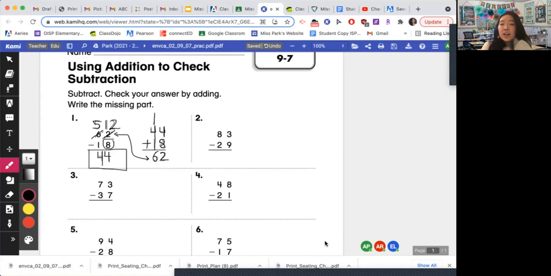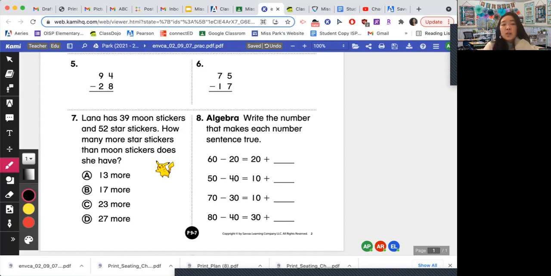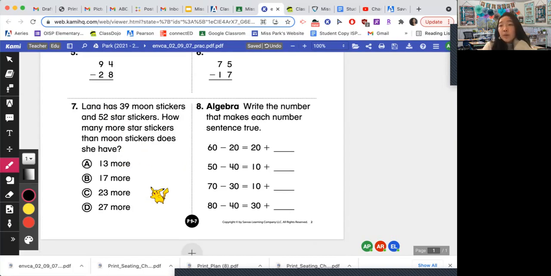All right, next I'm gonna call on the next person. Okay, Billy, you're gonna answer the next question. Lana has 39 moon stickers and 52 star stickers. How many more star stickers than moon stickers does she have? Okay, so Billy, what are we doing? We're gonna subtract. Okay, so let's subtract.